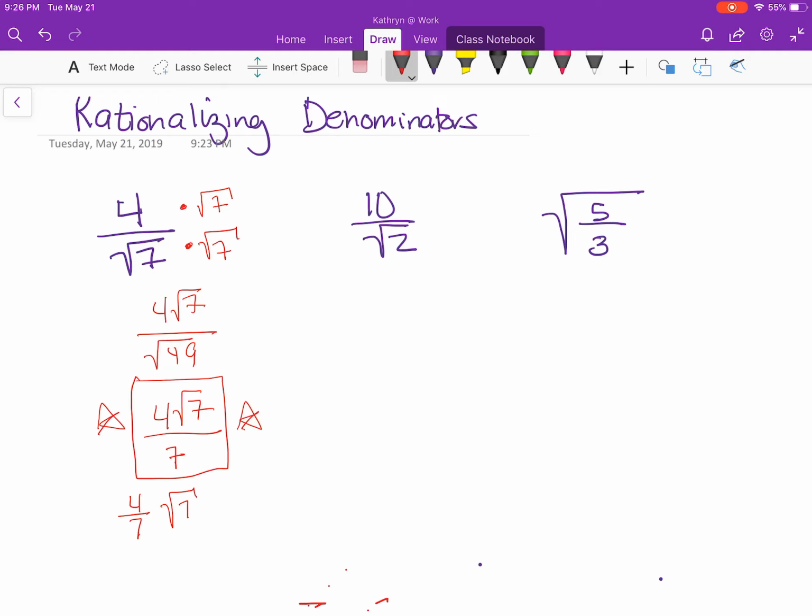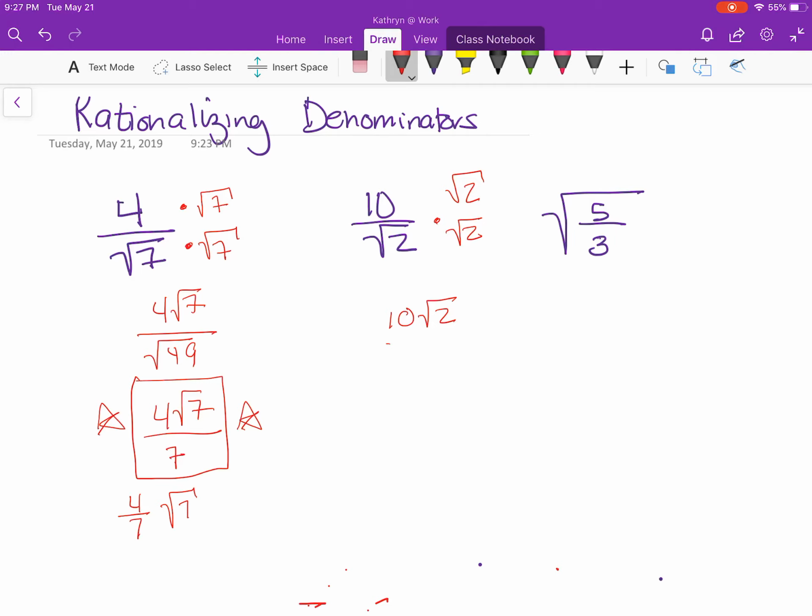All right, let's take a look at the next one. 10 divided by the square root of 2. I'm going to multiply the top and the bottom, numerator and denominator, by the square root that I'd like to have canceled out, that square root of 2. And then I'll clean this up a little bit. So I have 10 times the square root of 2 in the numerator.